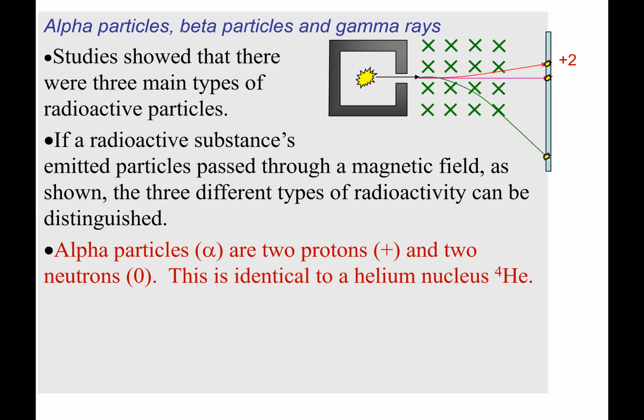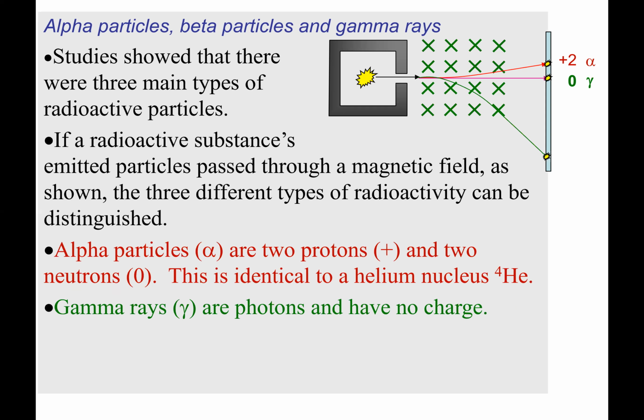And they consist of 2 protons and 2 neutrons. Basically, it's identical to a helium-4 nucleus. That's what it is, but you'll often hear it called an alpha particle. The ones that didn't deflect at all, those are what we call gamma rays. And gamma rays, the fancy word we use for that in science is photons. You want to think of photons as packets of energy. You can also think of them as electromagnetic waves. Gamma rays are a type of electromagnetic wave, and they have no charge.